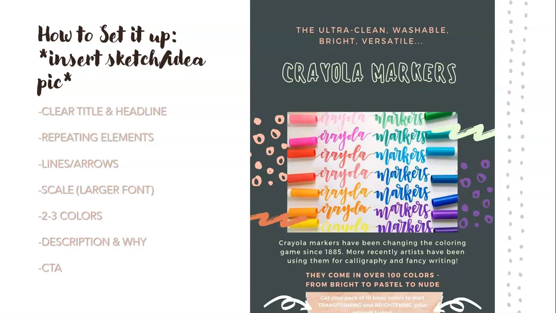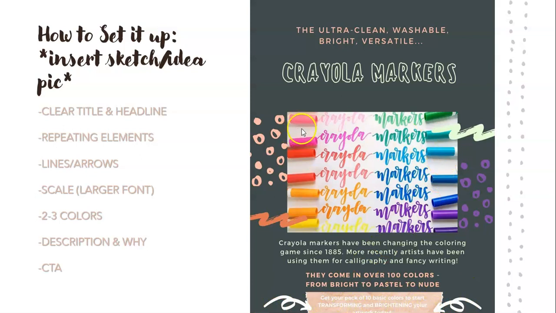I also have repeating elements. So as you can see, I've got these repeating circle elements. I've got little squishes here. I also have the same kind of fonts and the same kind of colors repeating throughout. I have this mint color and this coral, pink color. Okay. I also have used lines and arrows to point to my call to action to get your pack of 10 basic colors to start transforming and brightening your artwork today. I have arrows pointing to it.